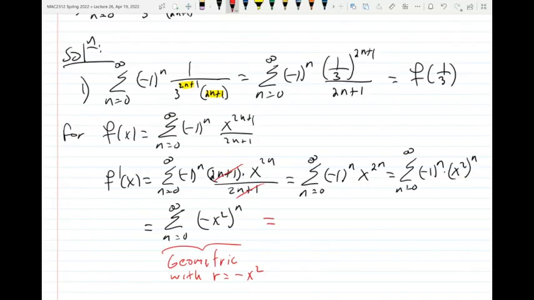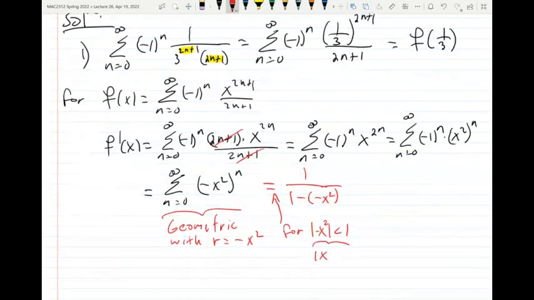So we can say that this is going to be equal to the first term. What's the first term? 1. So this is 1 over 1 minus -x squared. But when does this equality hold? As long as the absolute value of x squared is less than 1, which is the same thing as absolute value of x less than 1. So as long as absolute value of x is less than 1, we can use this.